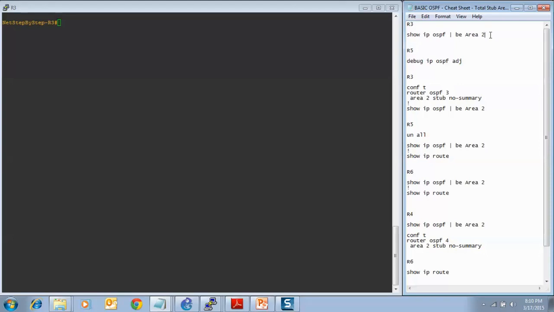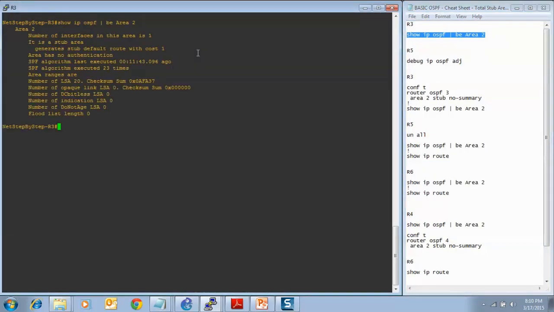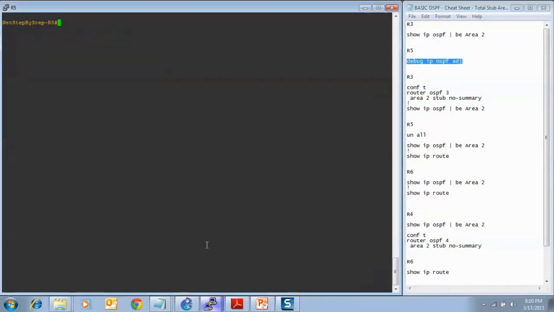First, I am entering show command show IP OSPF pipe begin area 2 on router 3 to see configurations of this area. At the same time, I am enabling OSPF debugging on router 5 using command debug IP OSPF adjacency.